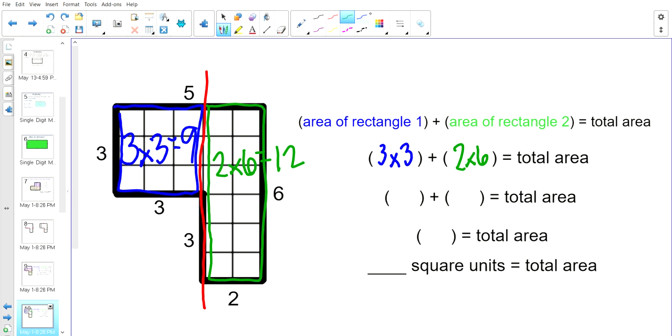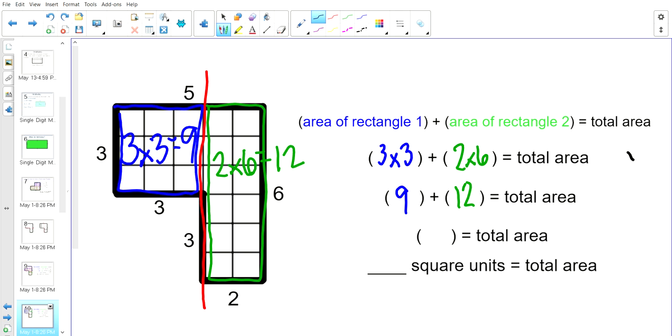3 times 3 equals 9. So the area of rectangle 1 was 9 square units. I'm going to add that to the area of rectangle 2. 2 times 6 equals 12. So the area of rectangle 2 was 12 square units. I'm going to add 9 plus 12 to find the total area.